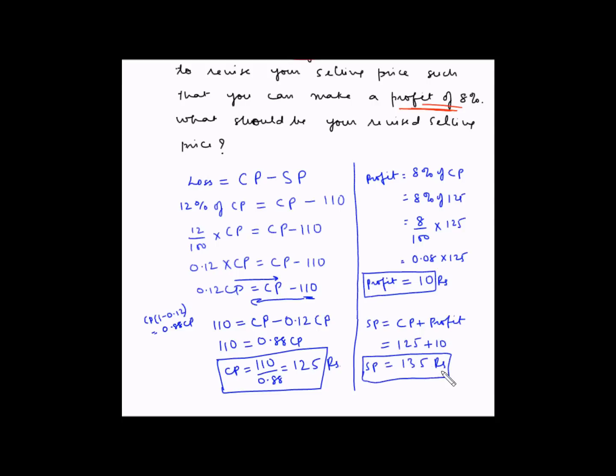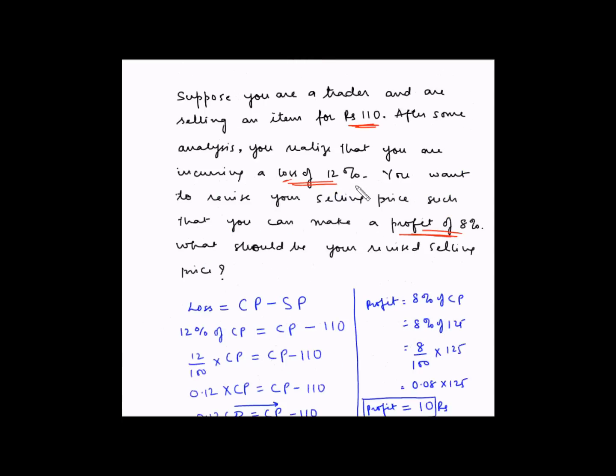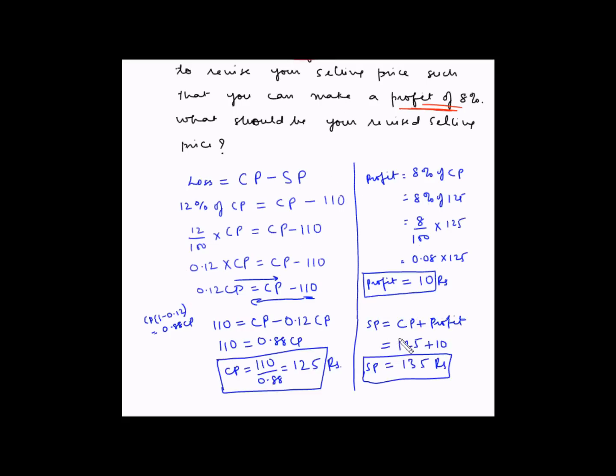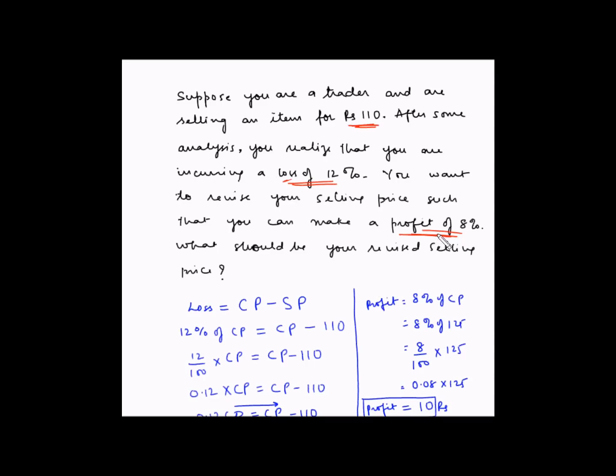So if you sell the item for rupees 135, you will be able to make a profit of 8%, which you want. So earlier the selling price was rupees 110, which was giving you a loss of 12%, and if you increase the selling price from 110 to 135, you will start making a profit of 8%.